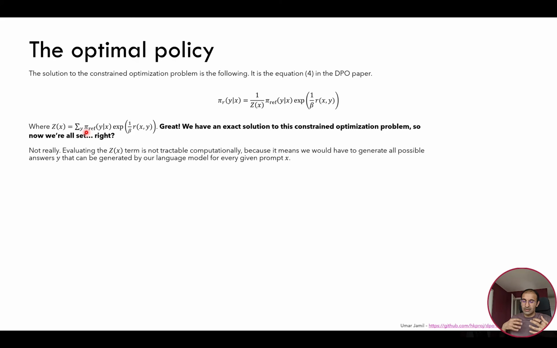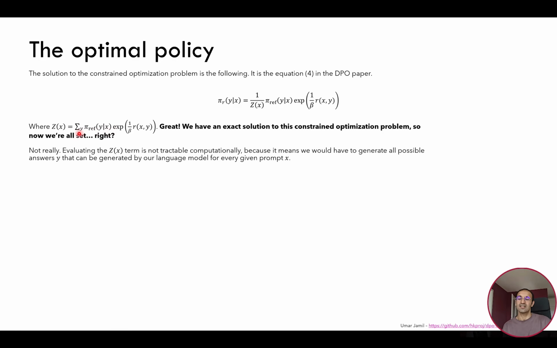As you know, when we do reinforcement learning from human feedback or DPO, we have two models. One is the language model that we are trying to optimize, and one is the frozen model that we don't optimize, but we use it as a reference for the KL divergence. This is called the π_ref. So all the outputs generated by π_ref multiplied by the exponential of the reward. Now the problem is this summation is done over all possible y's. It means that we need to sample all possible outputs from our language model, given all the prompts that we have in our dataset of preferences.